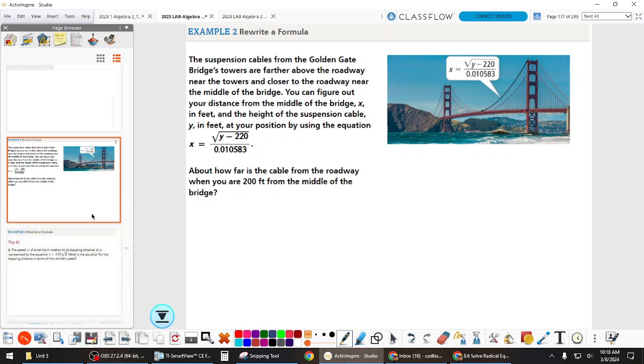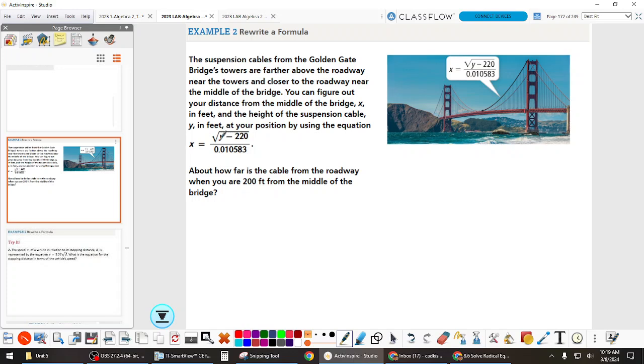All right, so the Golden Gate Bridge, and we have this equation. You can figure out your distance from the middle of the bridge and the height of the suspension cable. So if you know the height, and I'm not sure, obviously some places you could maybe measure up there, but other places it's way, way up there. So it's an interesting equation, but the point is, it says, how far is the cable from the roadway when you are 200 feet from the middle of the bridge? That's more likely the use of this equation.